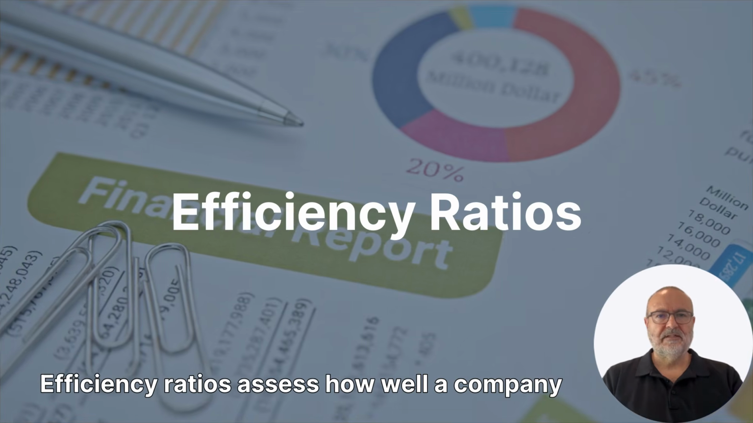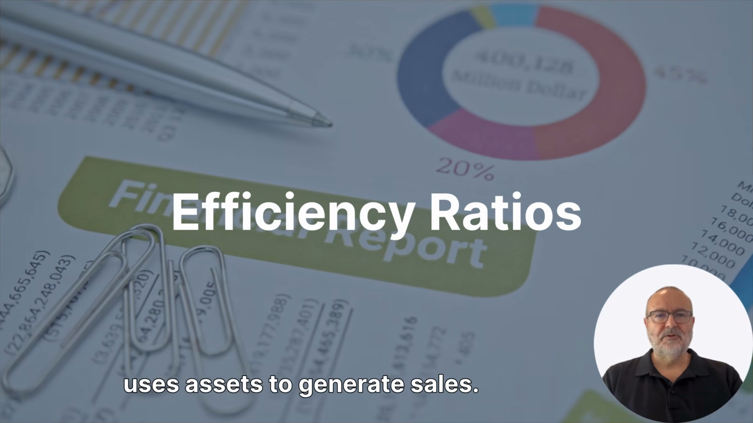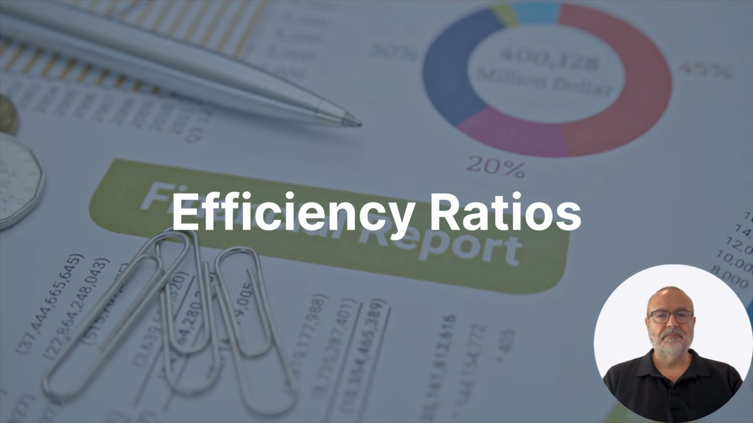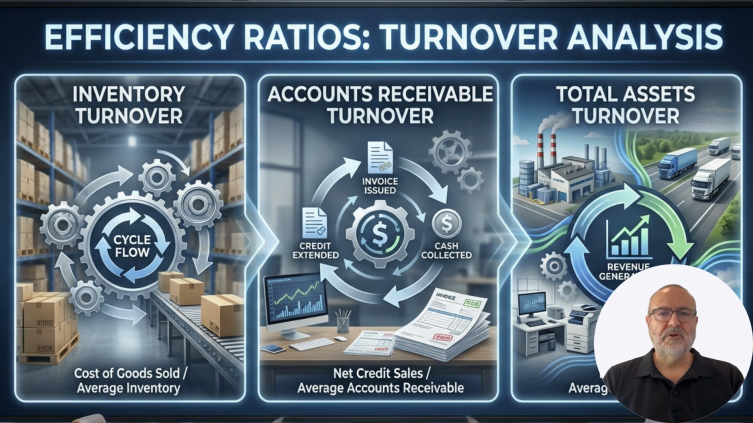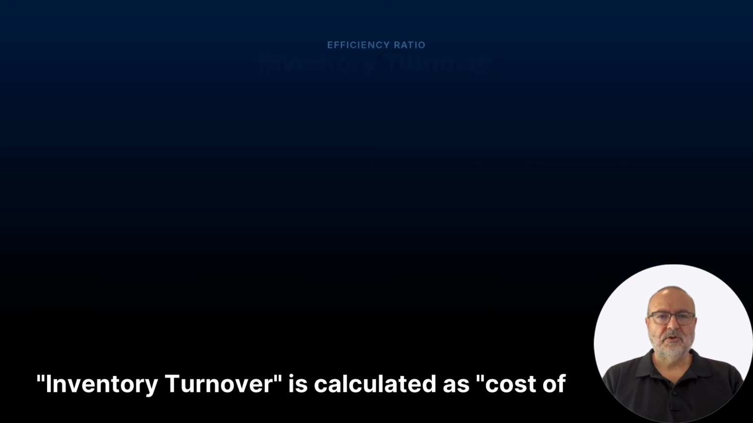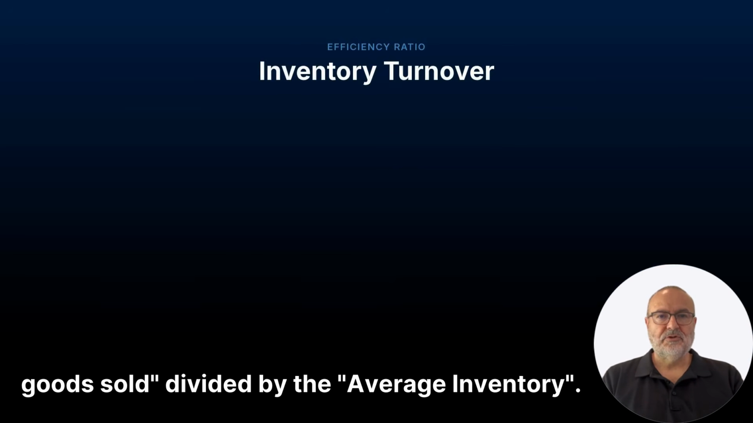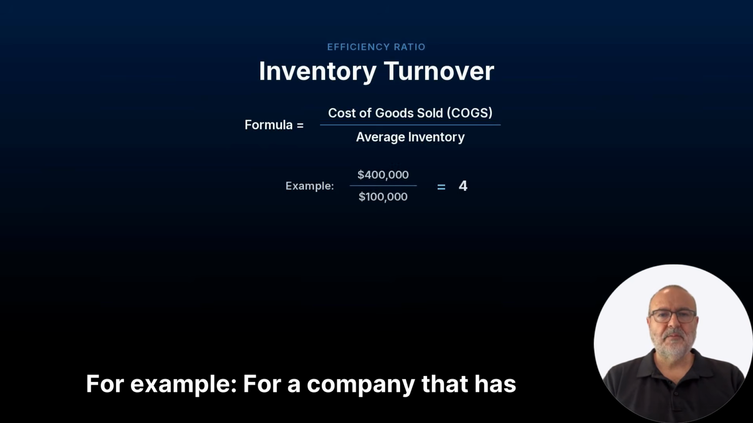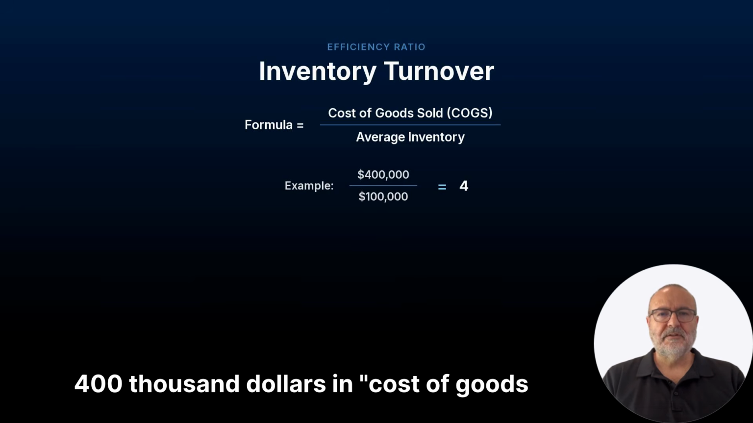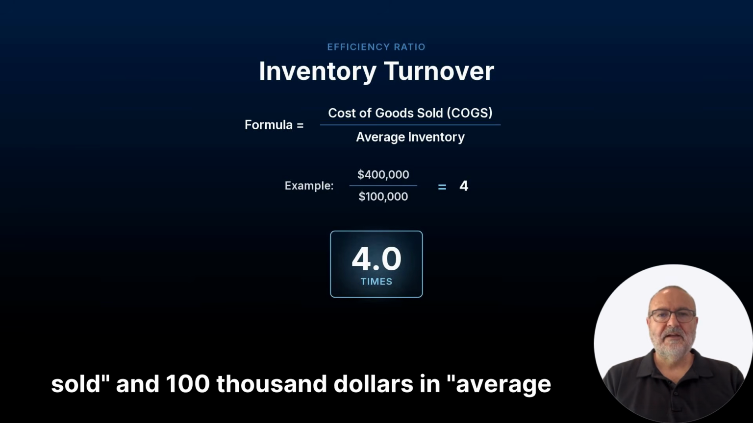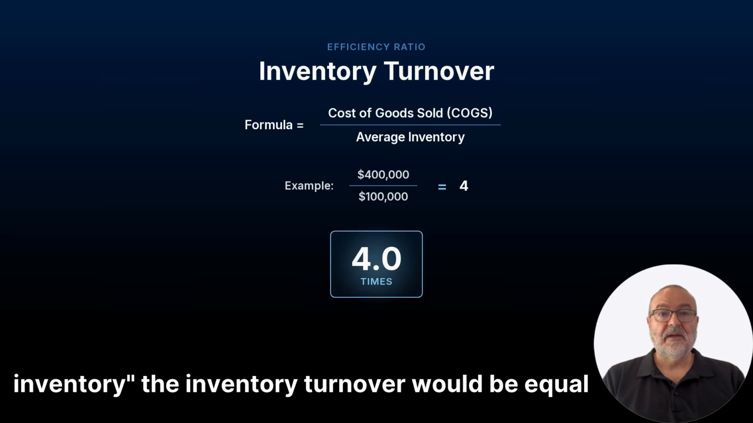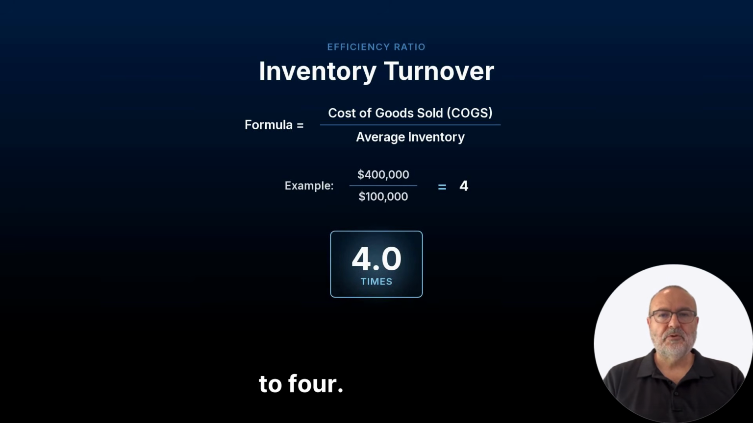Efficiency ratios assess how well a company uses assets to generate sales. Some of the most important efficiency ratios include inventory turnover, accounts receivable turnover, and total assets turnover. Inventory turnover is calculated as cost of goods sold divided by the average inventory. For example, for a company that has $400,000 in cost of goods sold and $100,000 in average inventory, the inventory turnover would be equal to 4.